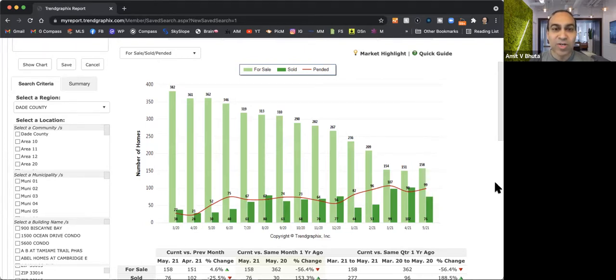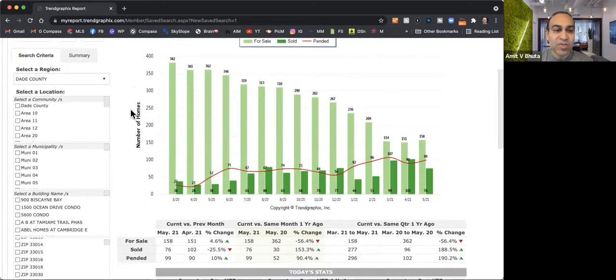So today I'm going to share with you Coral Gables, like I mentioned in the beginning. So we're going to start first. Let me share with you the legend and how it is. This color green is for how many listings were available for sale. This darker green are the ones that sold, and this red are pending sales.